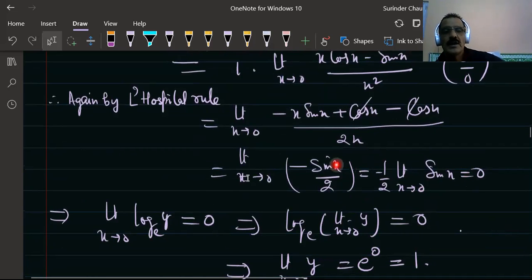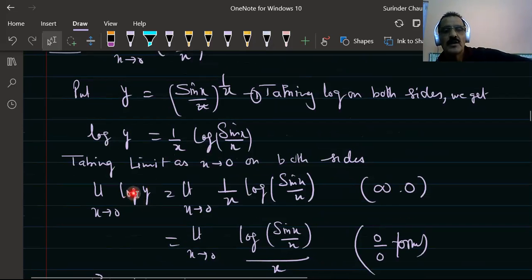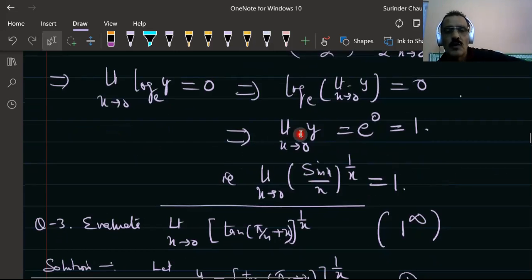Now L is equal to 0. Now put the value of L. We are calculating this limit. The value comes out to be 0. Now start from the next step. Now take the limit inside: log of limit x to 0 of y, base e, is equal to 0. Convert into exponent form. Therefore limit x to 0 of y is equal to e to the power 0, which is equal to 1. Now substitute the value: the limit of (sin x upon x) to the power 1 upon x is equal to 1.